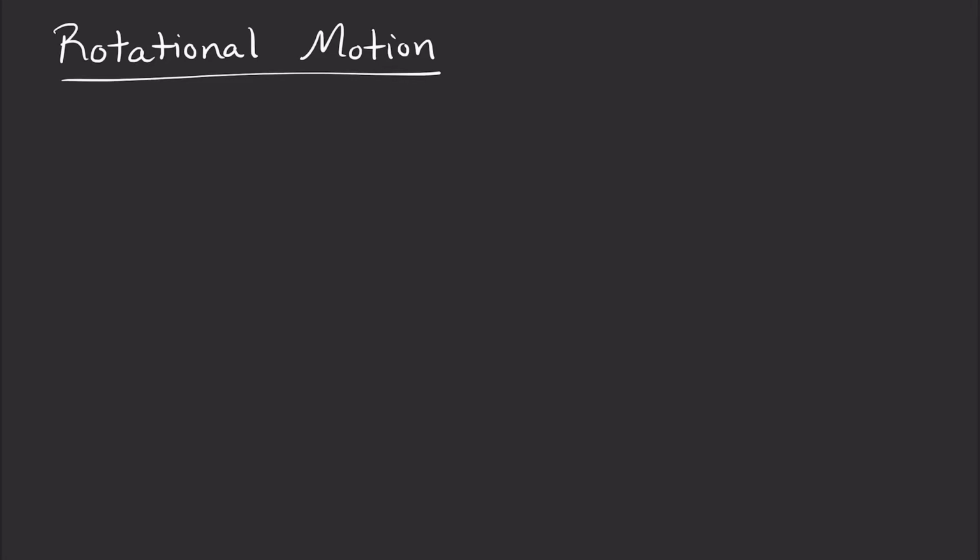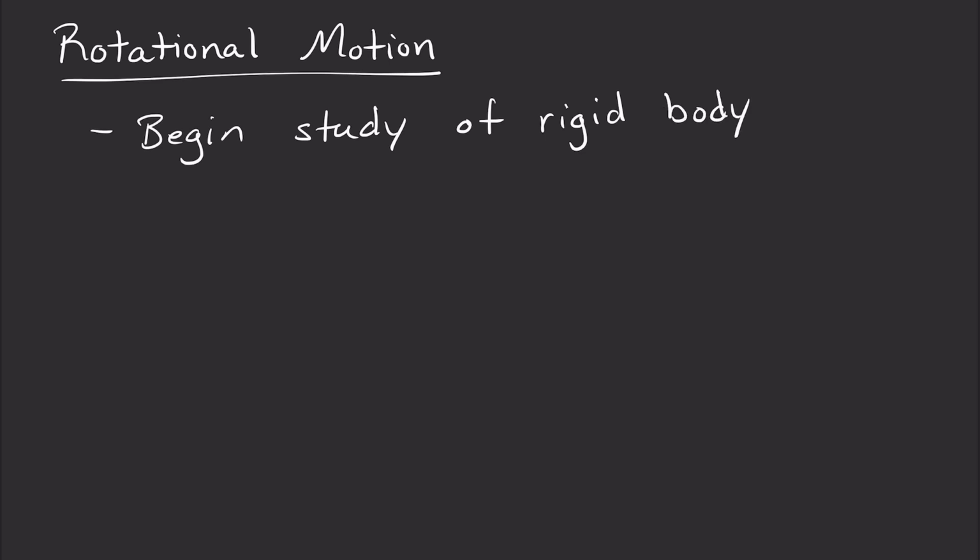In this video, we're going to talk about rotational motion. Rotational motion is typically when we begin the study of rigid bodies. Up until you get to rotational motion, you're considering all of your objects to be particles. When we drew free body diagrams, for example, we drew all of our forces acting at a point. And the thing about particles is that they cannot rotate because they're one-dimensional.